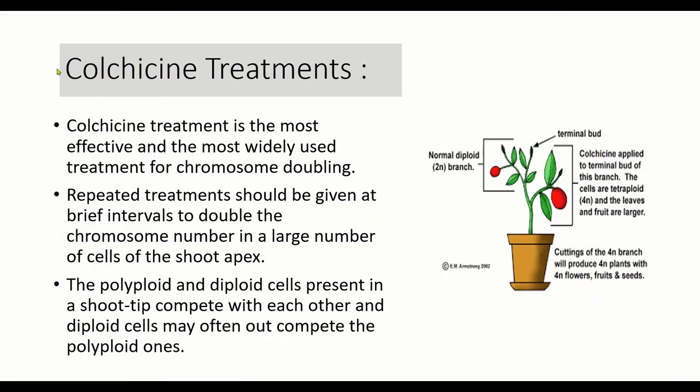And the next thing is colchicine treatment, which is the most commonly used chemical and most commonly used method to double the chromosomes. Okay, it is the most effective and most widely used treatment, and repeated treatments should be given at brief intervals to double the chromosome numbers in a large part of the shoot. So the thing happens like this: when you have a whole plant, if you treat only part of the plant, part of the branch, with colchicine, there will be chromosome doubling in only that part and there won't be chromosome doubling in other parts of the plant.